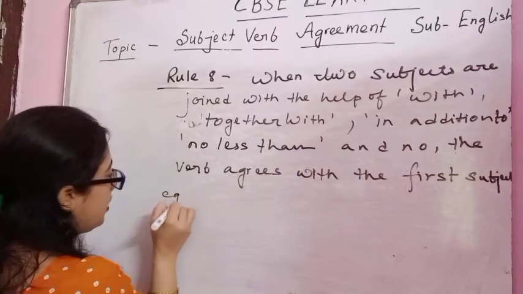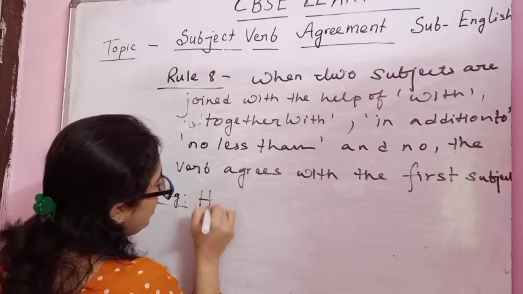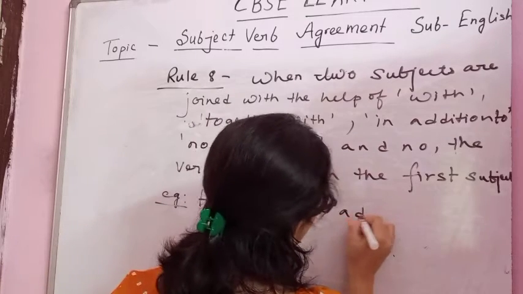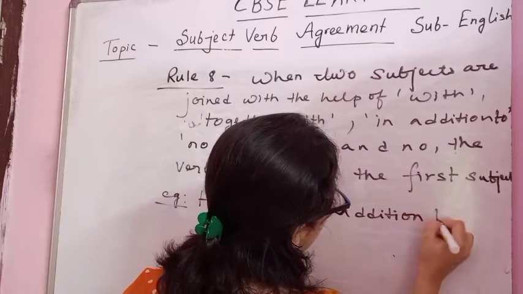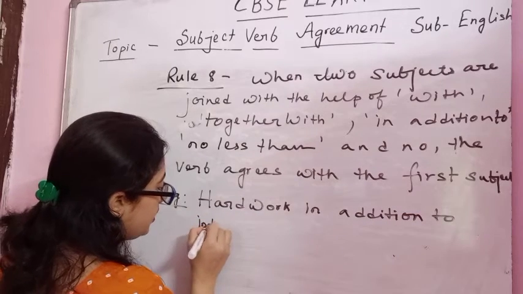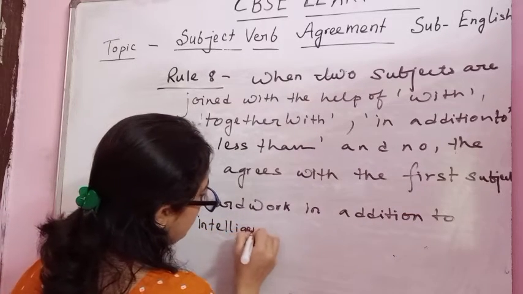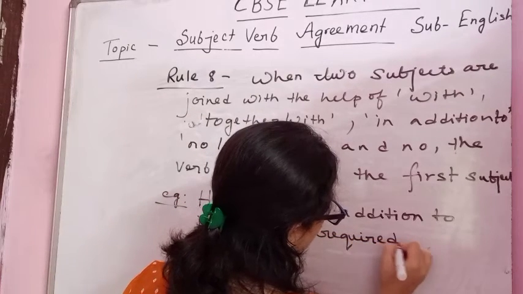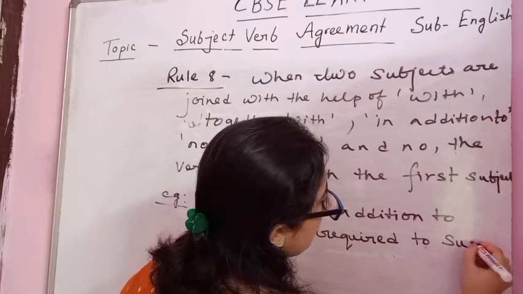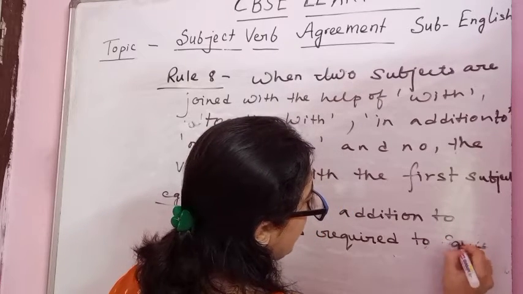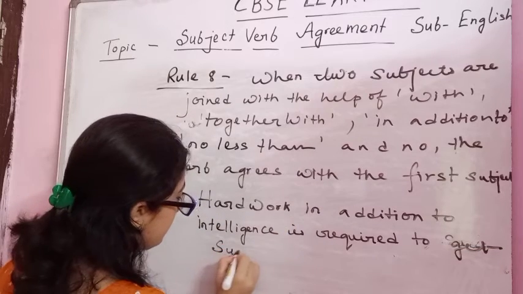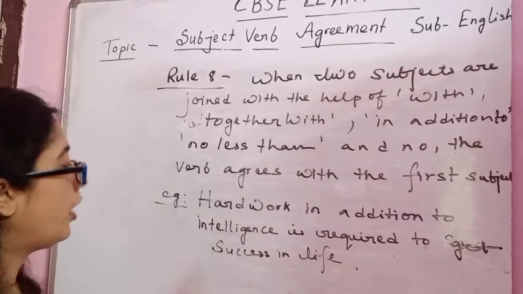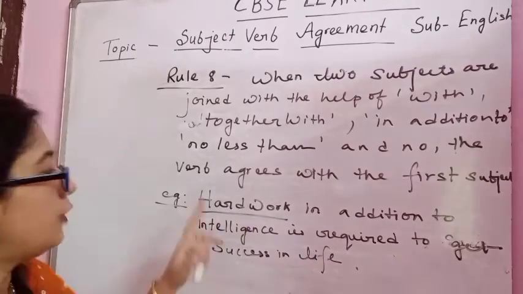For example, when we say, "Hard work in addition to intelligence is required to get success in life," then we are going with the first subject. We are agreeing with the first subject.